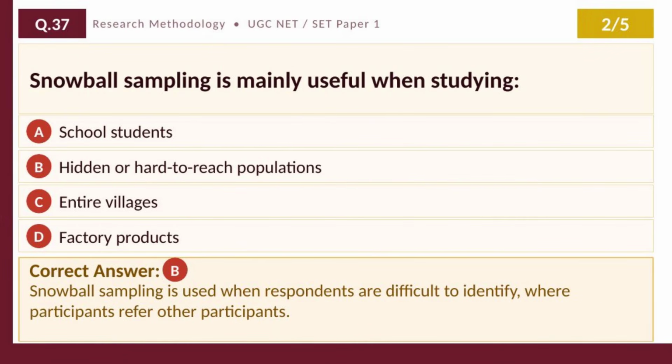When is snowball sampling most effectively utilized? It is best suited for studying hidden, sensitive, or hard-to-reach populations. In this non-probability approach, existing study subjects recruit future participants from among their acquaintances, making it invaluable for studying marginalized, rare, or elusive groups where sampling frames are unavailable.